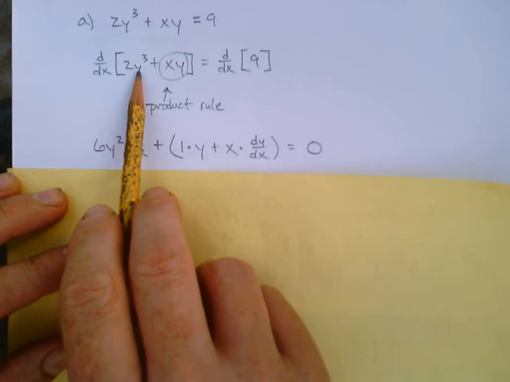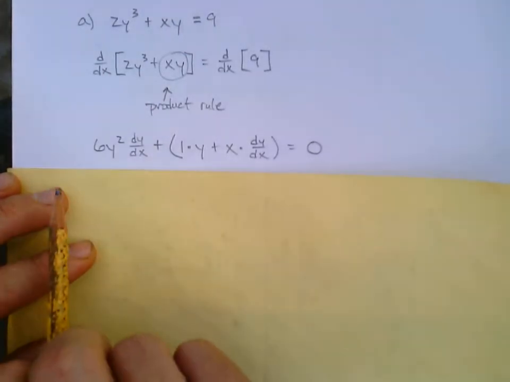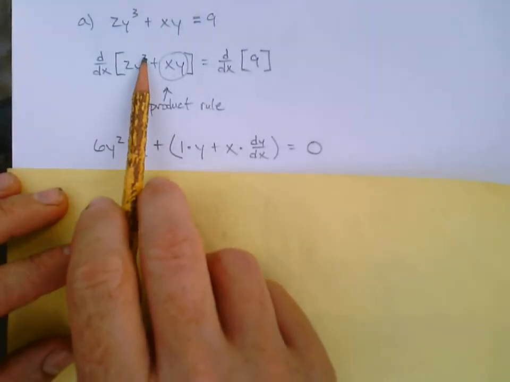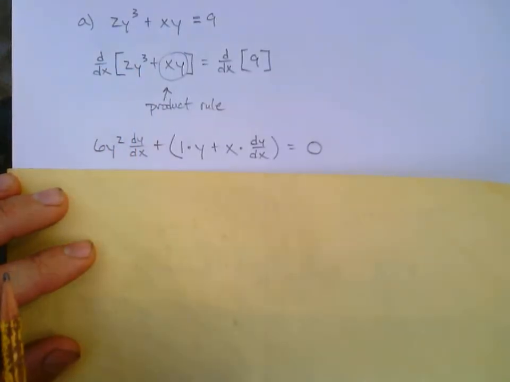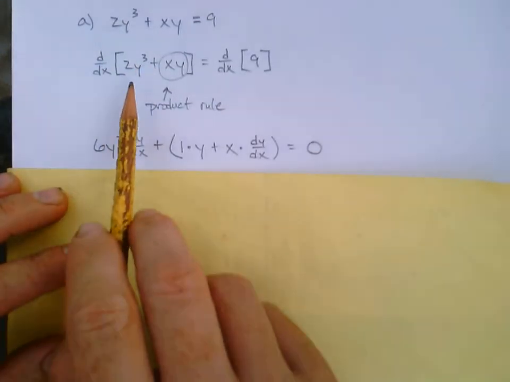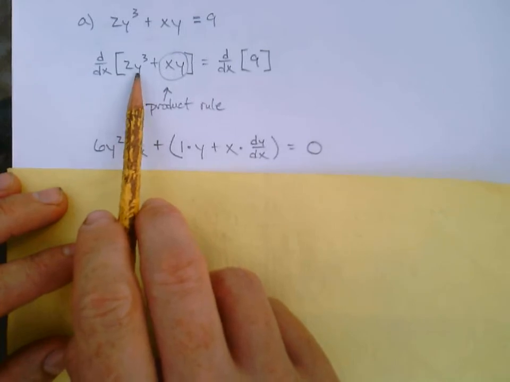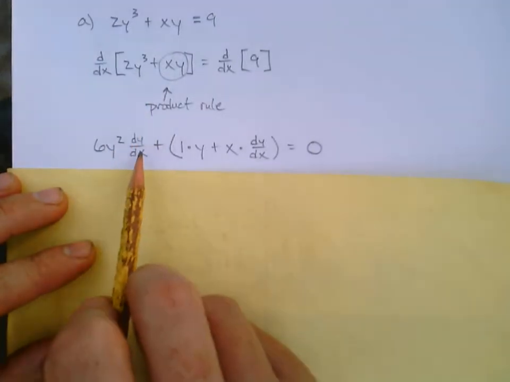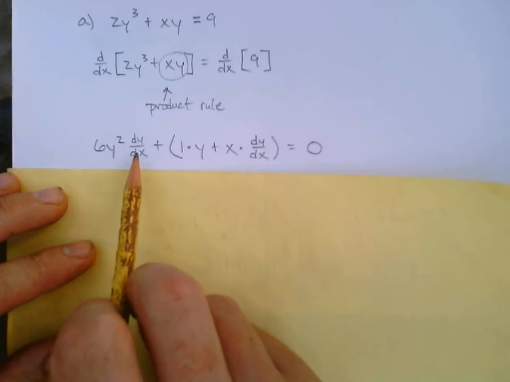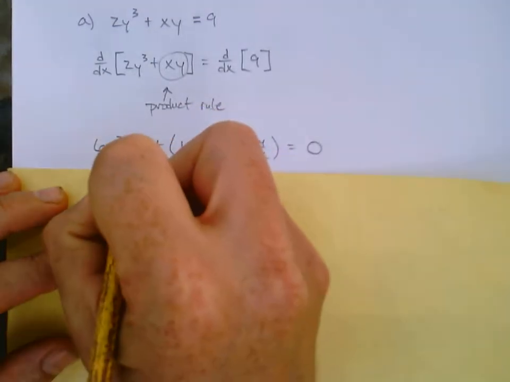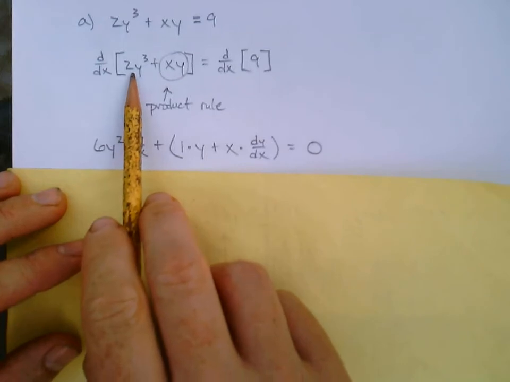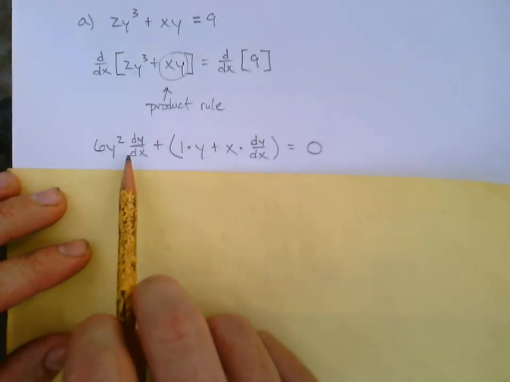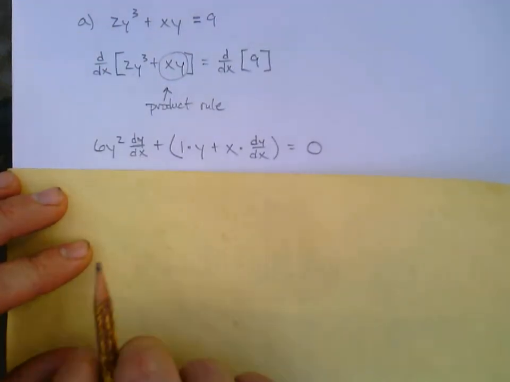So we've got our 2y to the third. So it's going to act normal at first. The 3 multiplies down, it becomes a square, 6y squared. But then, because we need to apply chain rule, the inside is the y, so we multiply by the derivative of y, which we simply represent as dy over dx. So the derivative of 2y to the third is 6y squared dy over dx.